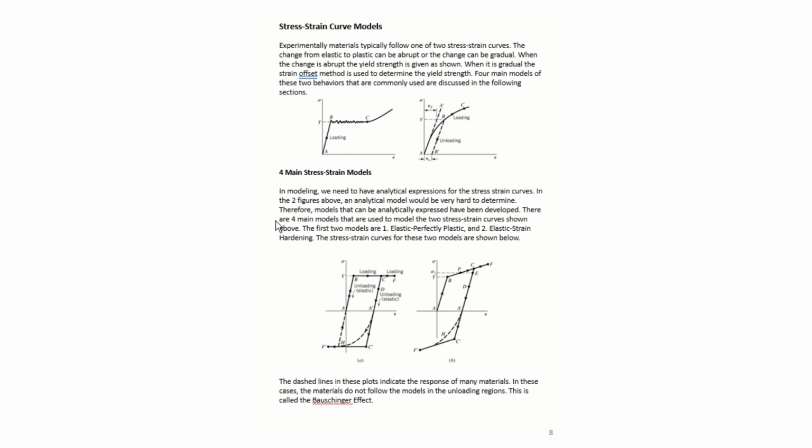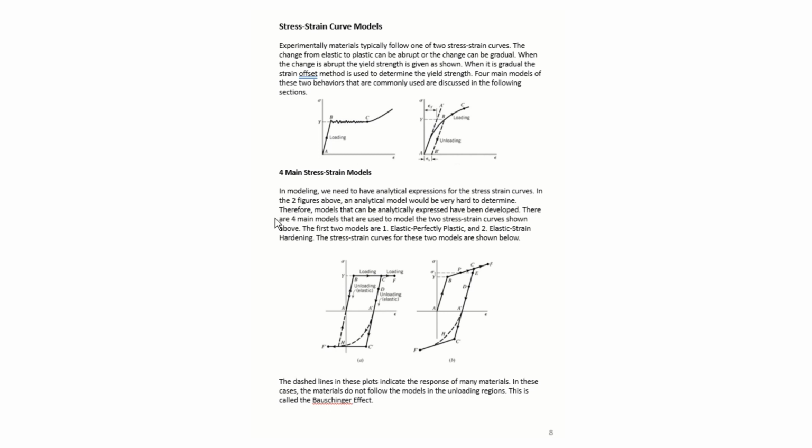We're going to talk about several models now that are used to represent these two different stress-strain curves. Two of the four models are shown here. When we do this modeling, we need to have analytical expressions for these stress-strain curves. In the figures above, it's really hard to come up with an analytical model for this stress-strain curve or this one. So what's been developed are models that are bilinear, and we break them up into components. There are actually four of these.